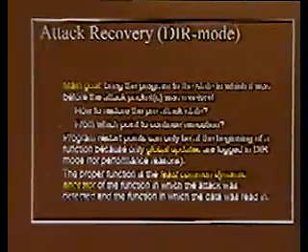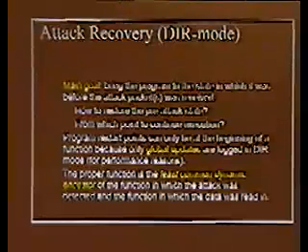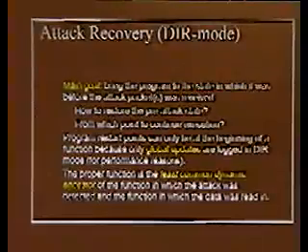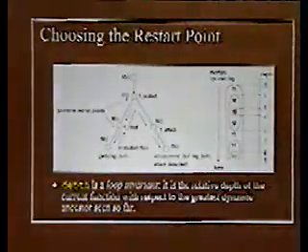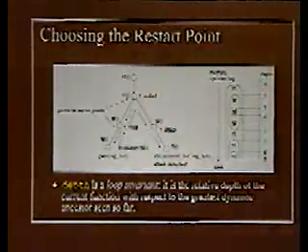The restart point is found in the following way. We use the least common dynamic ancestor of the function in which the attack was detected and the function in which the data was read in. And the following example illustrates why this is the proper function.